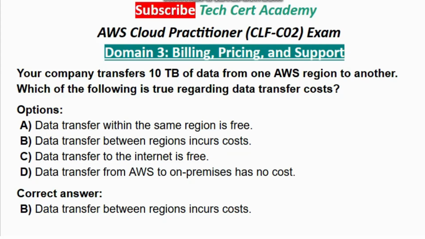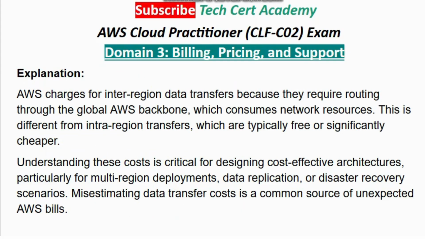Explanation. AWS charges for inter-region data transfers because they require routing through the global AWS backbone, which consumes network resources. This is different from intra-region transfers, which are typically free or significantly cheaper. Data transferred to the internet incurs separate outbound costs based on the region and volume.